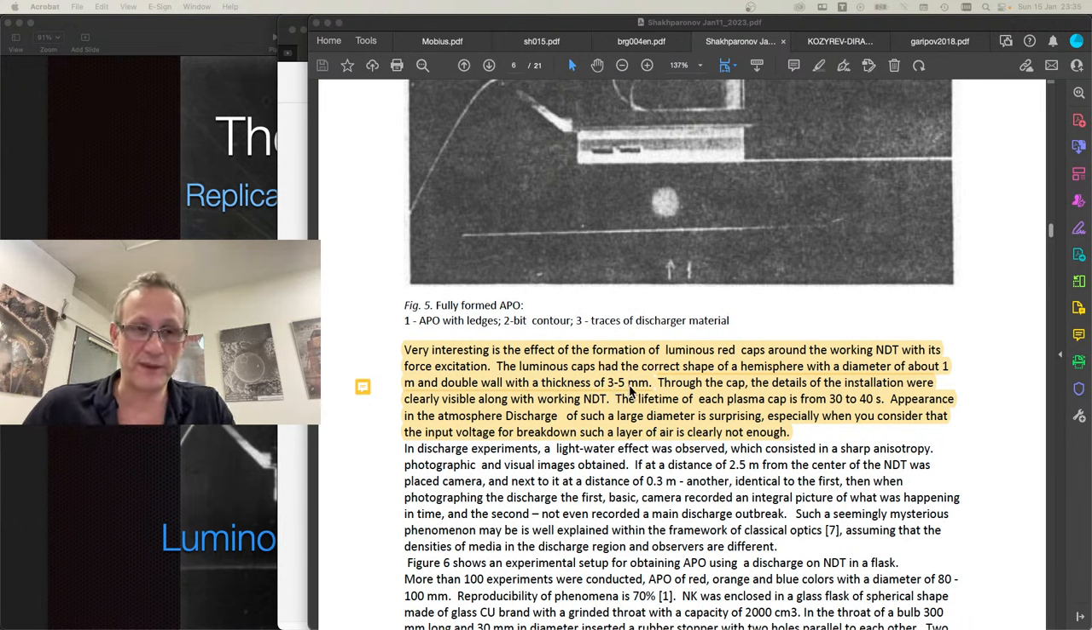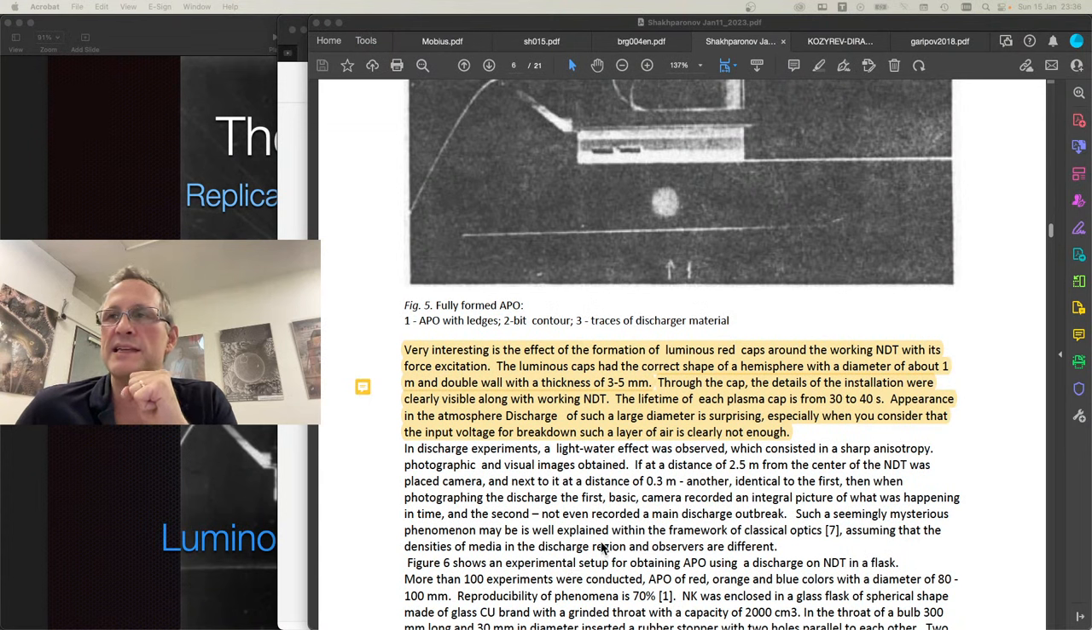Now we've seen in the Vega experiments a range of different sized spheres and hemispheres, and we have very clearly been able to see the double walls on those, and they have been, like I say, a range of scales, but we've never seen something that's about half a meter in radius and 1 meter in diameter. So this, I would believe, is another example of how we can assume that these things can be scale invariant.